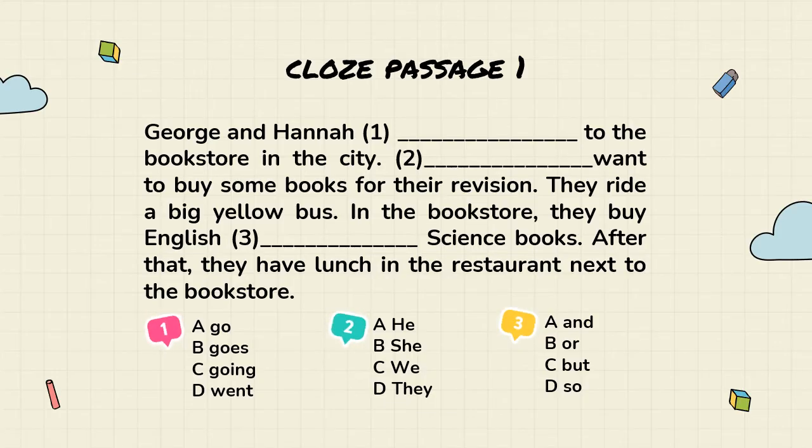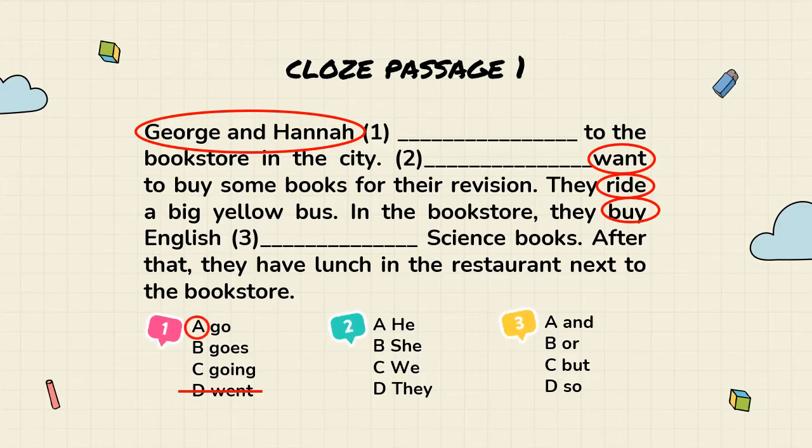Before you answer, you have to look at the tenses. Are we going to use simple present tense or simple past tense? Look at this one. Ride, right, and buy. Is it simple present or simple past? Very good. Simple present tense. So look at the answer. You cannot use went because went is past tense. Now, George and Hannah, two persons. So George and Hannah go to the bookstore in the city. Very good.